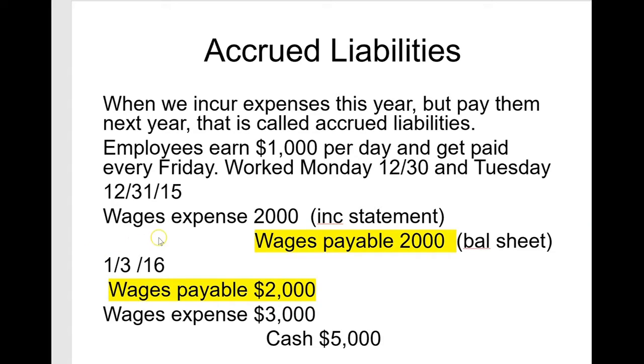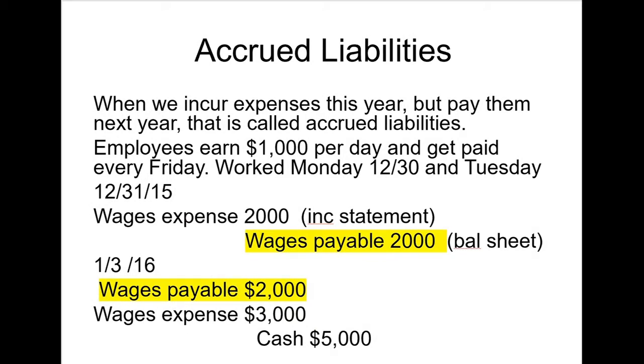So why are we recognizing this expense at year end? Because it was incurred this year. It won't be paid until next year, but it was incurred this year. So an accrued expense or accrued liability, income statement this year, cash next year. So you need to know about this $2,000 wages expense. It was incurred this year, it'll be paid next year.